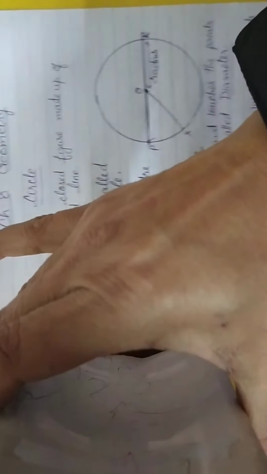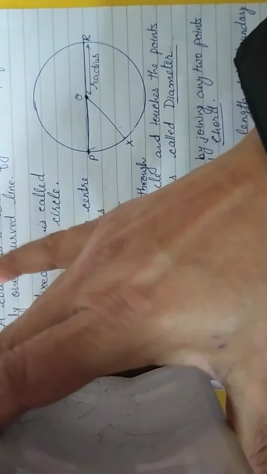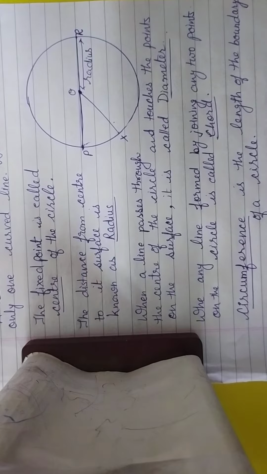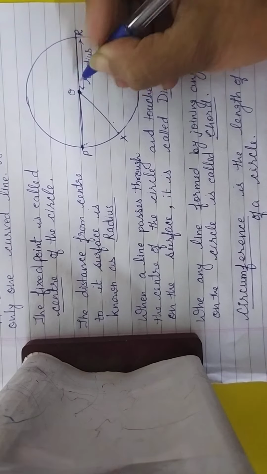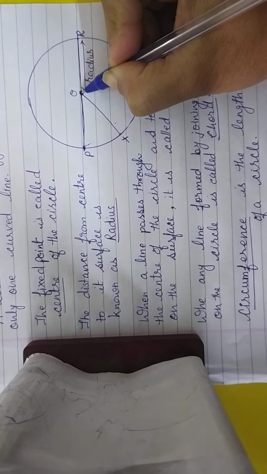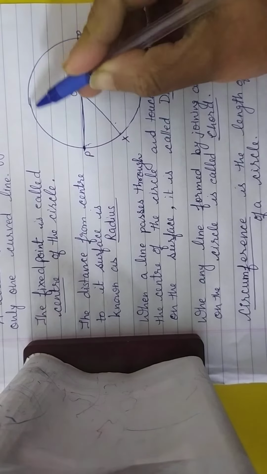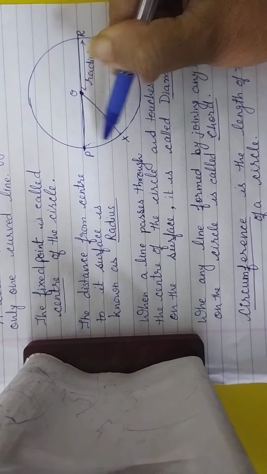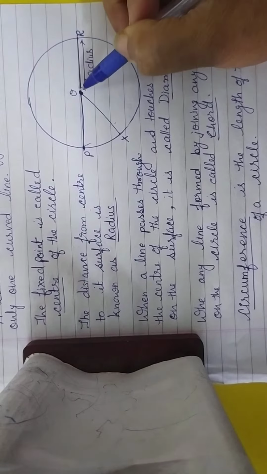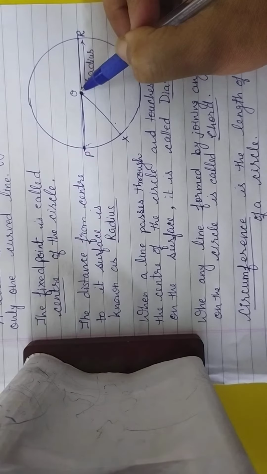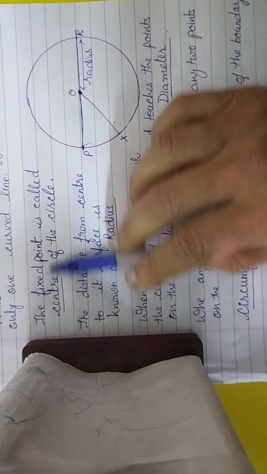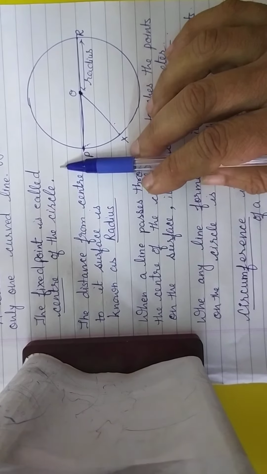Now you have to look at this figure and try to understand. Like this is one point. With a sharp pencil you have to make a point, and around this point if we draw a curved line, that is known as a circle, and this fixed point is called the center of the circle. This fixed point O is known as the center of the circle.